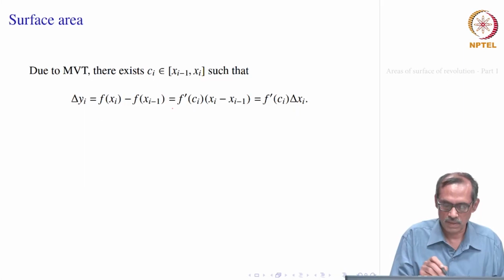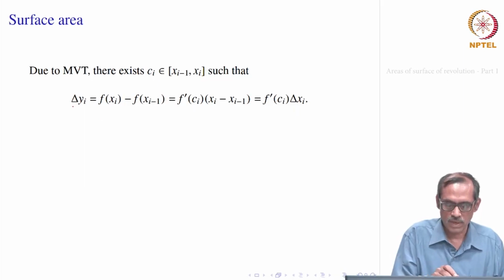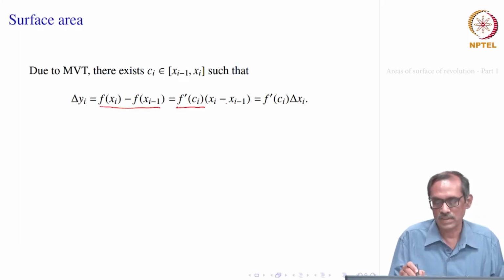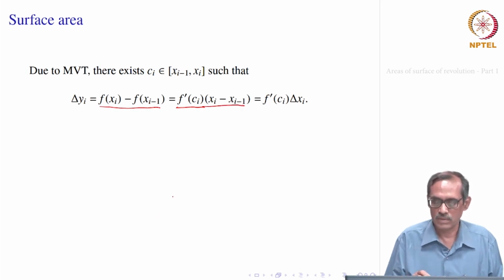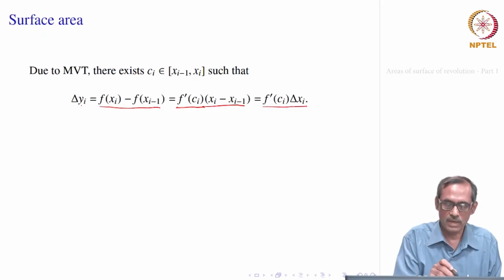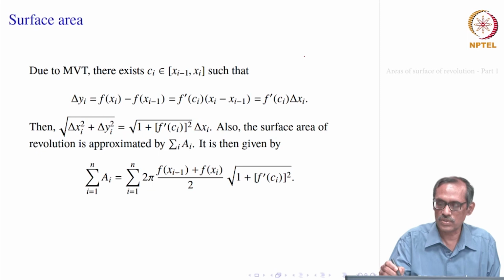So, that is differentiable. Then we can use the mean value theorem to say that f(x_i) minus f(x_{i-1}) is equal to f prime at some point c_i in between x_{i-1} and x_i, times (x_i minus x_{i-1}), which is the same thing as f prime(c_i) times delta x_i. So, with this, delta y_i equals f prime(c_i) times delta x_i. So, this c_i is in between x_{i-1} and x_i.